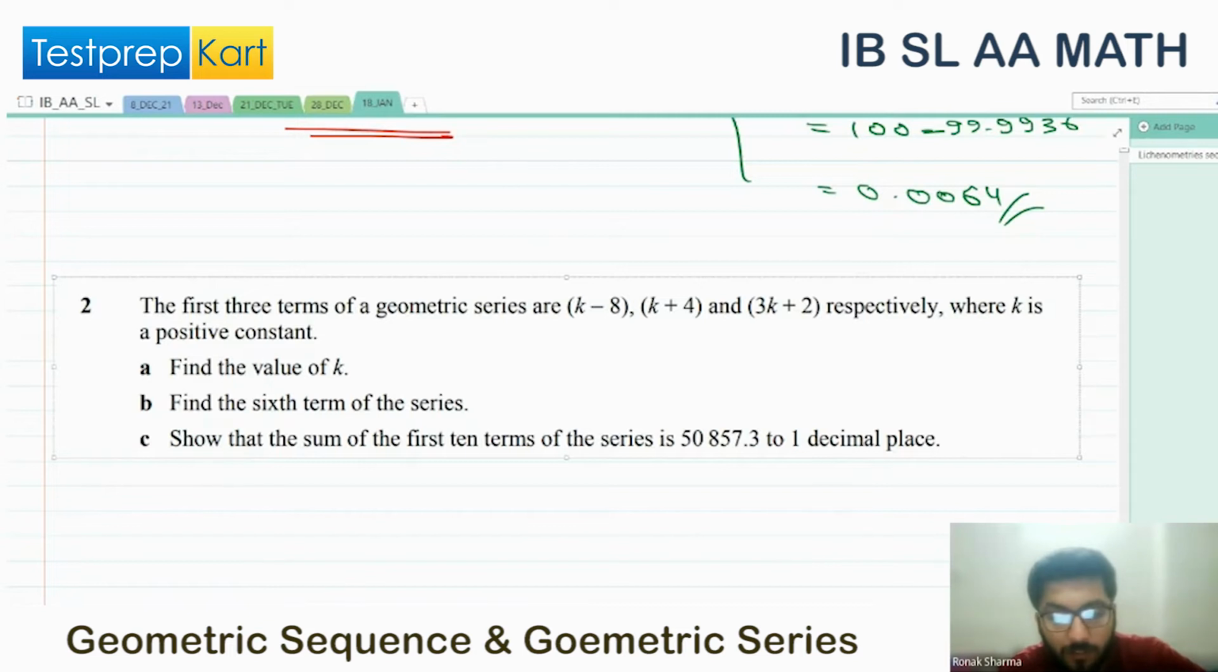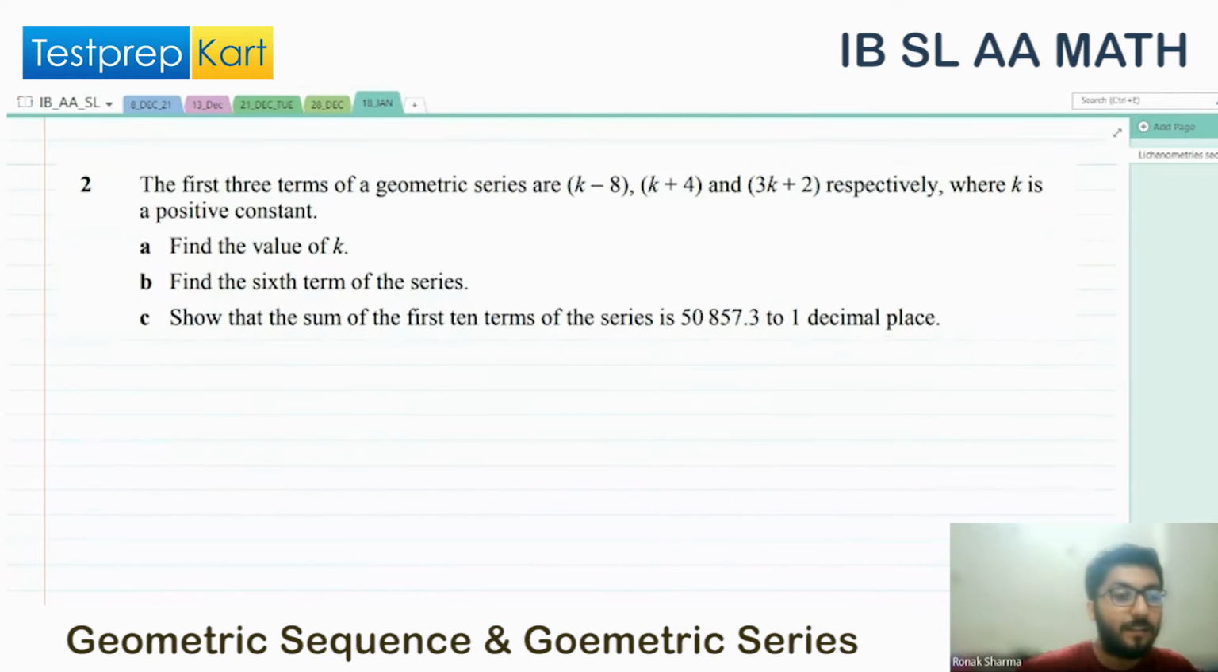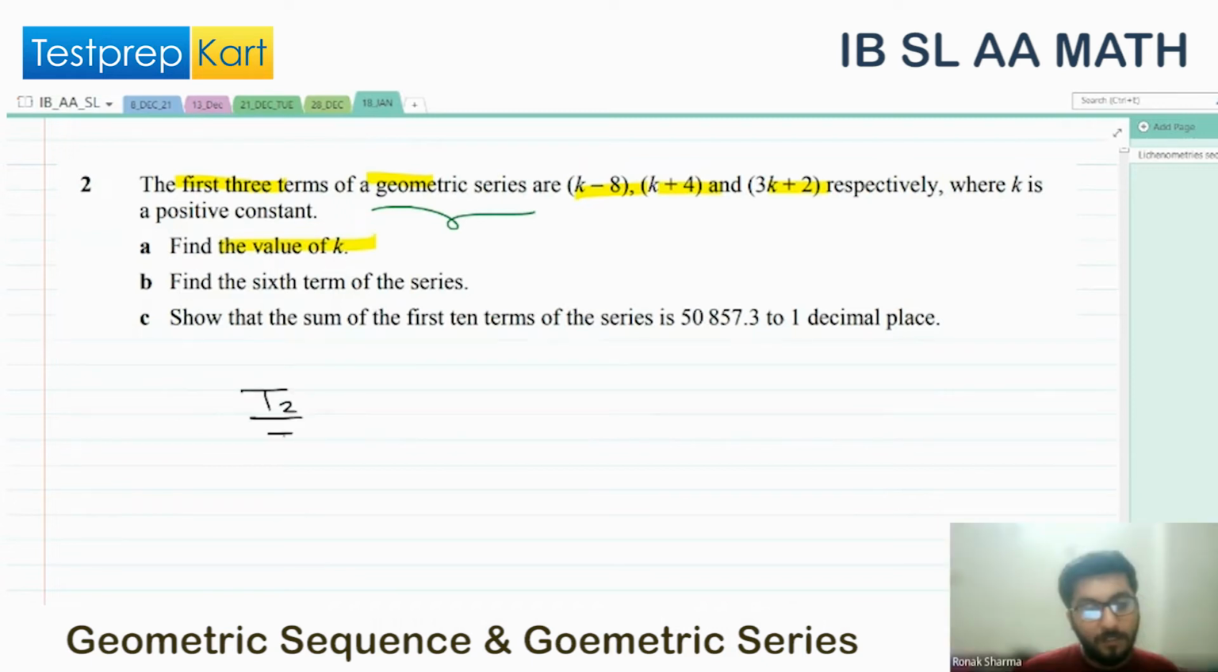See, here in this question, we have a different kind of question, because they are saying that the first three terms of a geometric series are these, and then they're asking to find the value of k. Now we know that if there is a geometric series or even a geometric sequence, then the common ratio is constant for taking the ratio of any two consecutive terms. Yes or no? Basically, T2 by T1 will be equal to T3 by T2, or to anything, let's say T50 by T49. All are equal to r only.